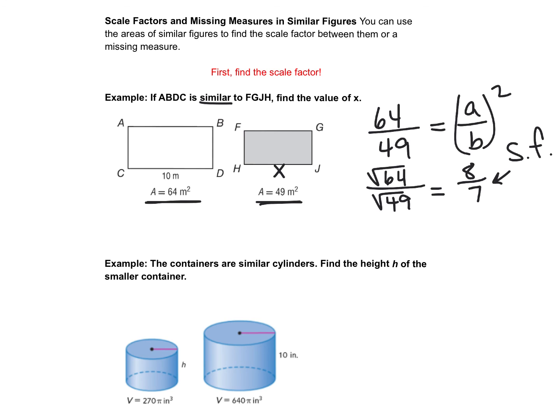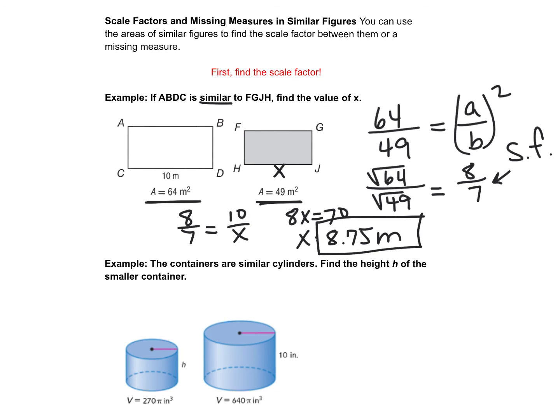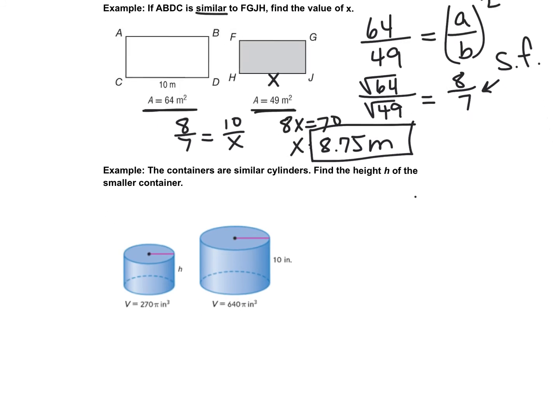Then I just use the scale factor to find the corresponding side that's missing. So 8 over 7 equals 10 over x. And so 8x equals 70, and x equals 8.75 meters. For areas we just have to take the square root of the ratio, and when we do volume, we'll take the cube root. Let's look at the volume problem.